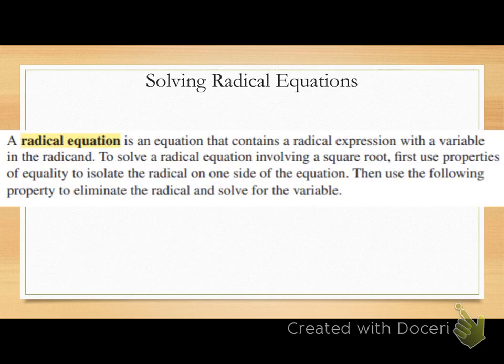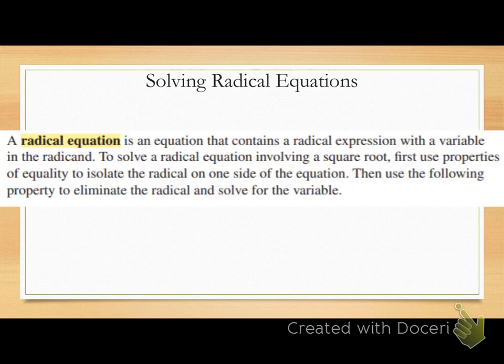To solve a radical equation involving a square root, first, use properties of equality to isolate the radical on one side of the equation. So, that's just us using our inverse operations. What's the inverse of addition? Subtraction. What's the inverse of subtraction? Addition. What's the inverse of multiplication? Division. What's the inverse of division? Multiplication. There we go. We know our inverse operations. We still have to use our inverse operations when we're dealing with radical equations.